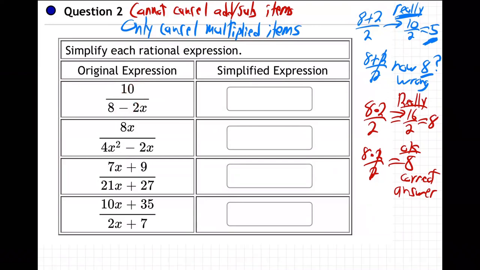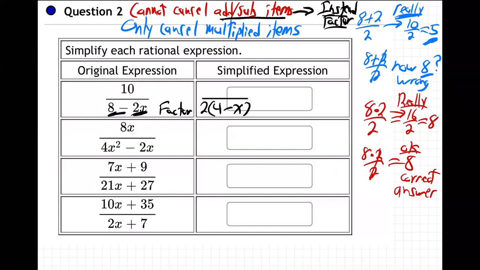Well, then what are we going to do? Let me put a note to help. If you had add, subtract items, you can't cancel them. Instead, factor. What do I mean, factor? Take the bottom here and factor the denominator. So what will the bottom become? You can take out a 2, right, with the parenthesis. 2 goes into 8 and 2, and that leaves 4 minus x, right?